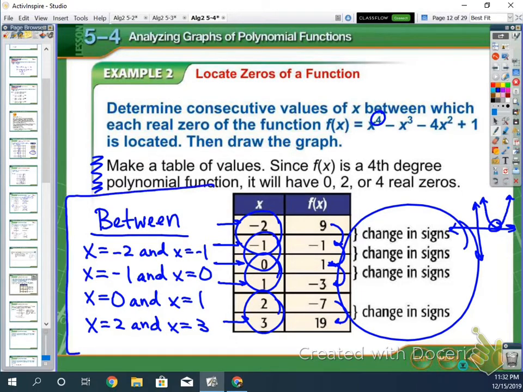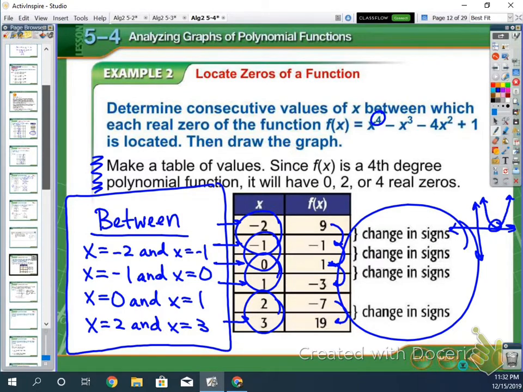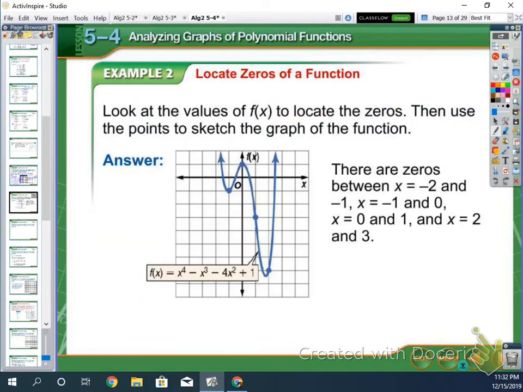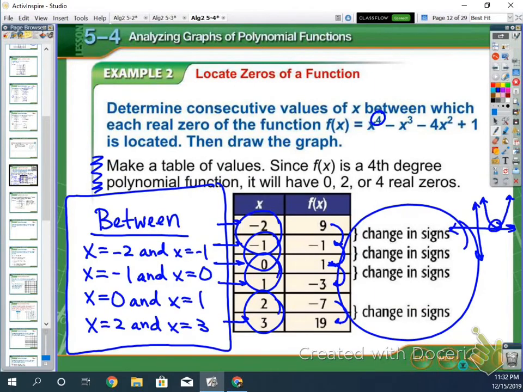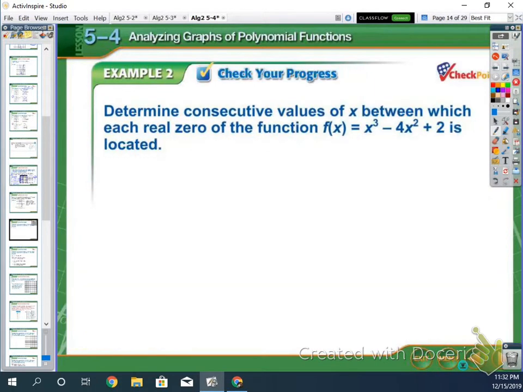So your answer to this is actually that whole set of between values right there. That's all your consecutive values of x between which a real 0 is located. So they wrote it like that. I think that's a little bit harder to read compared to the way we did, so write it like that.